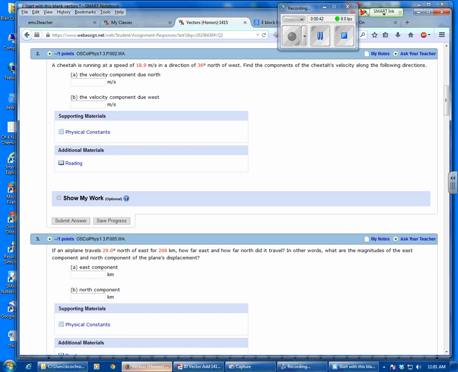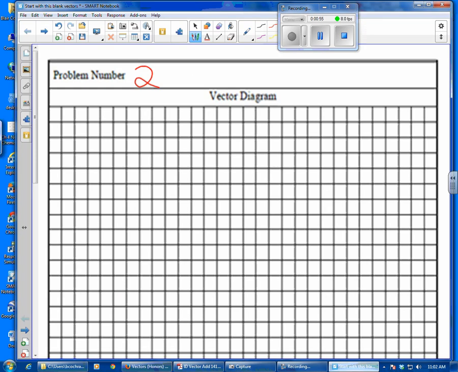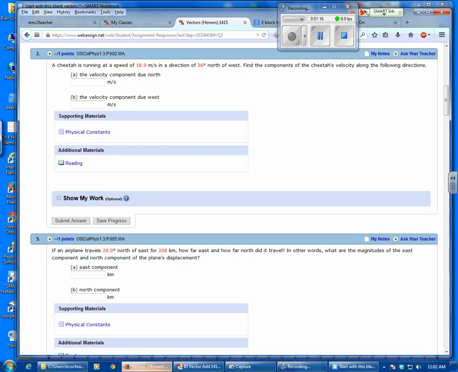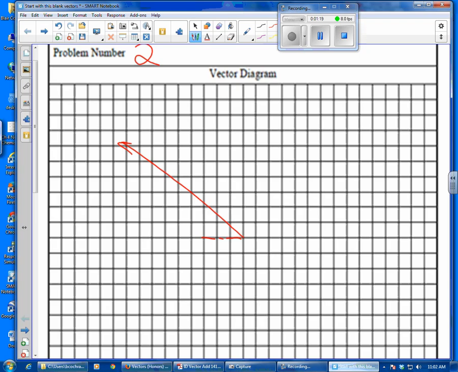T is running at this speed in this direction, so that's its velocity there. So mine is 18.9 meters a second at 36 degrees north of west. So I'm looking. Here's my vector diagram. 36 degrees north of west. So I'm going to take north as up my paper, and west, therefore, is to the left. So if I draw this, it's going to be that direction, where this angle, I want to make sure I get my numbers right here, 36. This angle is 36 degrees.